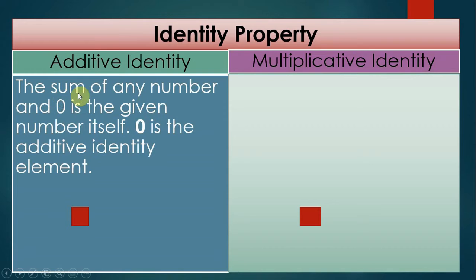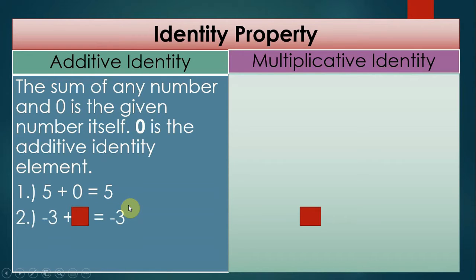The meaning of this is the sum of any number and 0 is the given number itself, and 0 is the additive identity element. Any number added to 0, the answer is the number itself. For example, 5 plus 0, what is the answer? It's 5. So 0 is the identity element of addition.